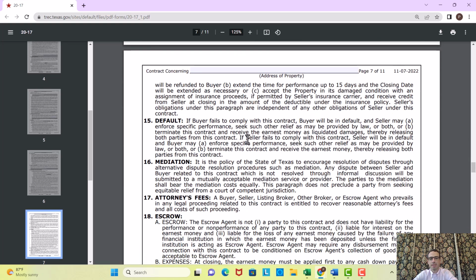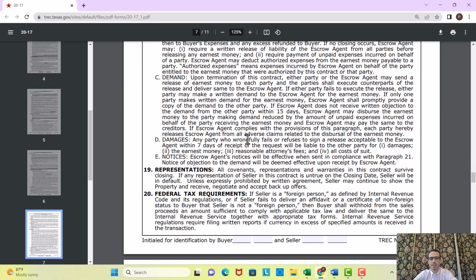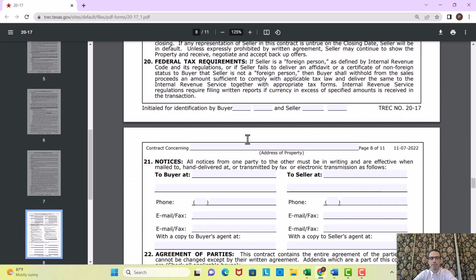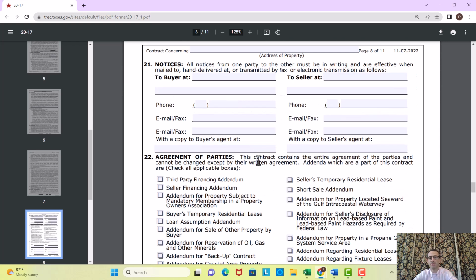Continuing on, keeping things moving. Don't see any more blanks here, and as we continue to scroll, notices, pretty standard stuff, where the buyer is going to receive notice, where the seller is going to receive notice. So be sure that's filled out for purposes of notices.